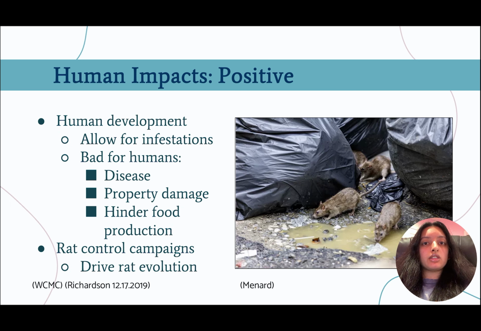Positive human impacts. Firstly, human development, which can include building constructions, farms, towns, and cities, which can allow for rodent infestations and is extremely bad for humans. This is because rats can transmit diseases like hantavirus, leptospirosis, or salmonella, and they can damage human property by chewing through wires, insulation, or concrete. And lastly, they can hinder human food production.